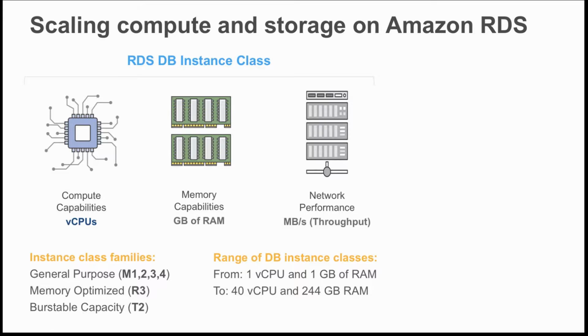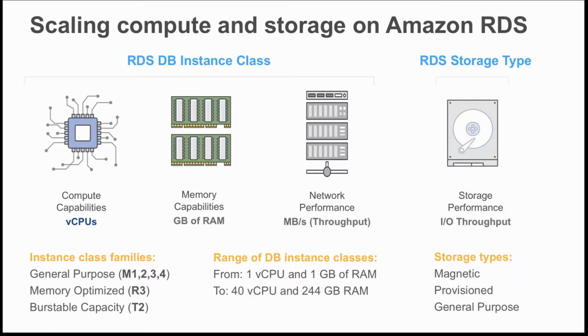And from a storage perspective, we also support various storage types, from magnetic, which is spinning disks, to more SSD-based provisioned IOPS and general purpose EBS volumes that you can easily attach to an Amazon RDS instance, which allow you to run your RDS in critical production workloads that require higher I/O.